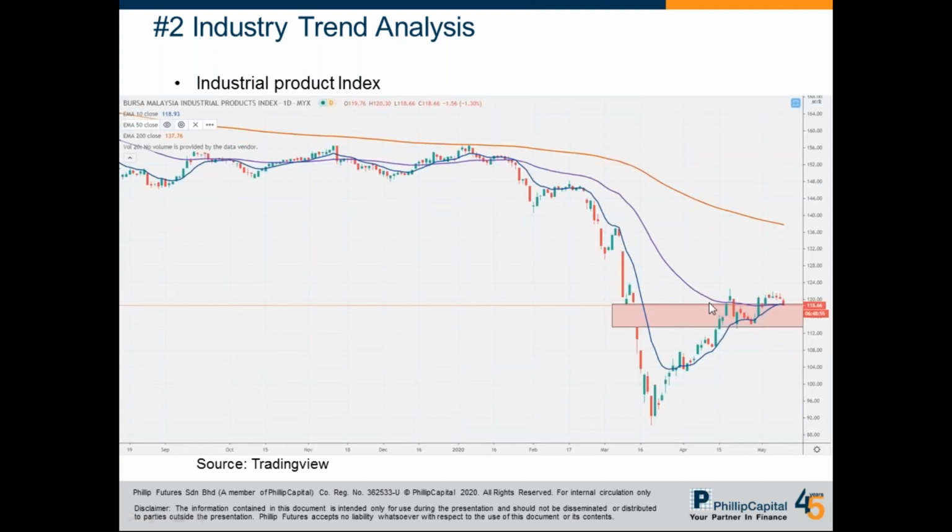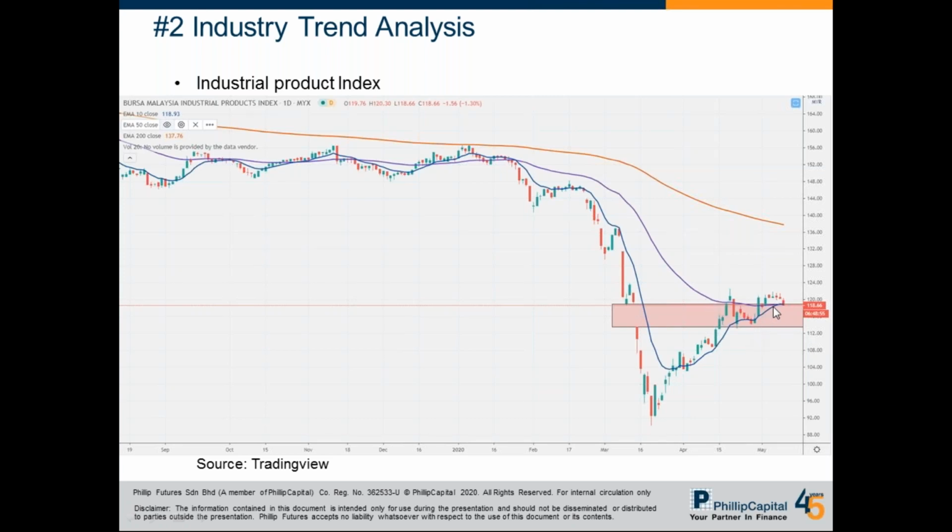Okay, next, let's look at something stronger. The industrial product index. For those who don't know what an industrial product index is, it is for companies that manufacture something. For example, Petronas Chemical manufactures industrial products, like chemicals. Plastic companies like Scientex are all industrial product companies. So these are the index for those kinds of companies.